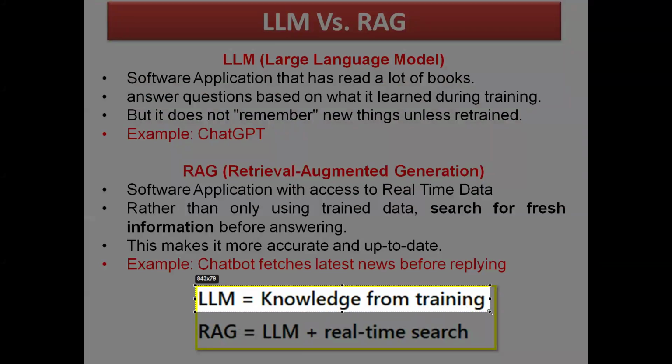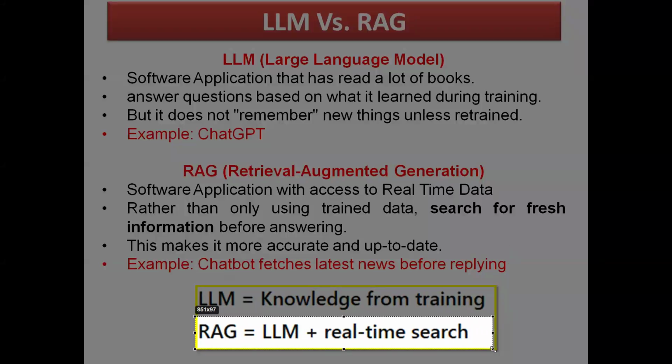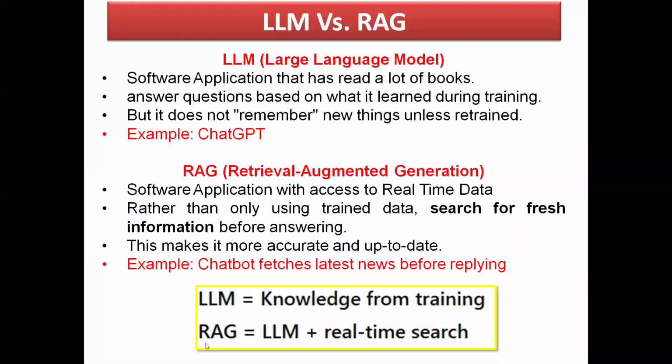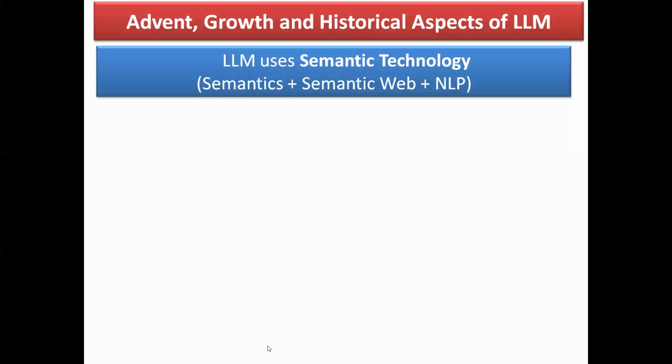LLM is knowledge from the training, whatever data we have trained, but RAG is LLM plus real-time search. Nowadays, almost every AI chatbot is RAG based, retrieval augmented generation. Okay, you might have seen in ChatGPT or in other platforms also, when you are asking some particular question, it will extract real-time data, and then it will give you the responses. Now, very quickly, we will move back to the historical points from where this came.